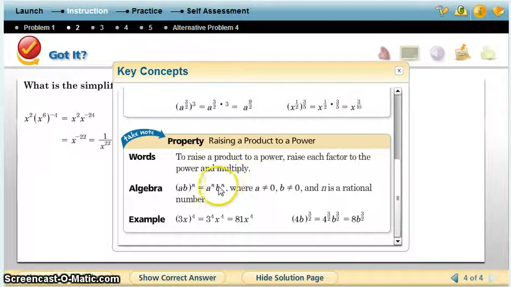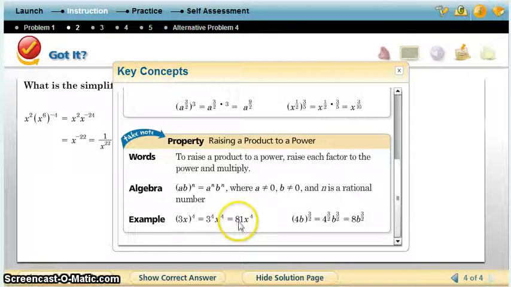Okay, so if you look at this example, I have 3 times x. This product, this multiplication problem, is raised to the 4th power. So that means my 3 has to be raised to the 4th power, and my x has to also be raised to the 4th power. So it's basically like distributing that exponent to each one of the factors in that parenthesis.